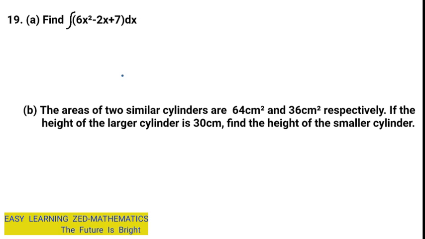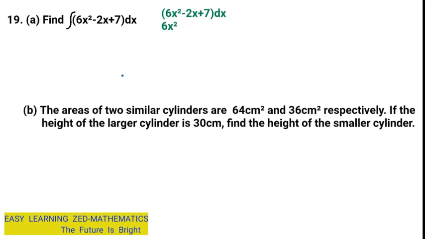Question 19 had two parts, that is 19A and 19B. So let's start with question 19A. Find the integral of open bracket x squared minus x plus 7 close bracket dx. What I'm going to do is rewrite this question here. I'm going to remove the brackets and write it like this. I'm going to write x squared. Remember, this question is asking us to integrate this expression.